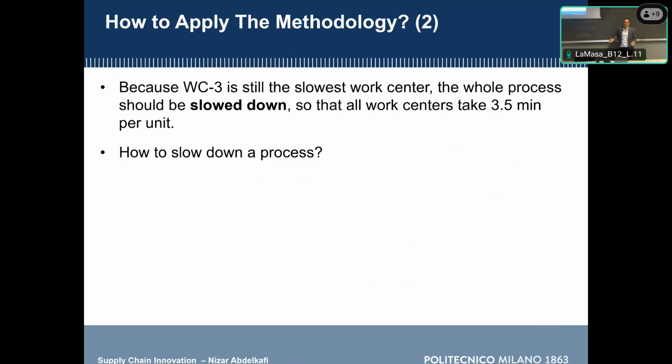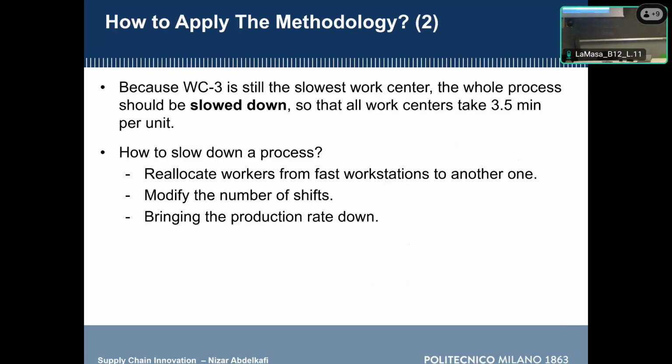So what should we do? In order to have a good plan and a well-managed process, we should slow down the other processes because we cannot produce more than 15 per hour. Reallocation, these are the techniques. Reallocate workers from fast workstations to another workstation in the plant. Modify the number of shifts: instead of working 3 shifts, perhaps work just 2, for the work centers that are fast. Or just bring the production rate down.